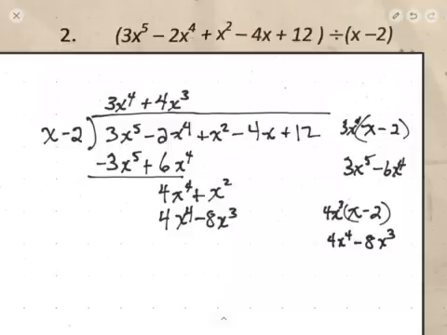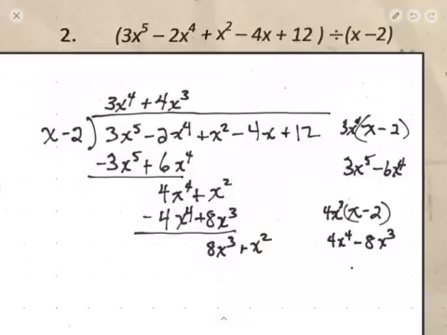Did I miswrite something? Nope. Okay. So you have minus this and plus this, so you end up with 0 on that side, and then we end up with 8x to the 3rd plus x squared.